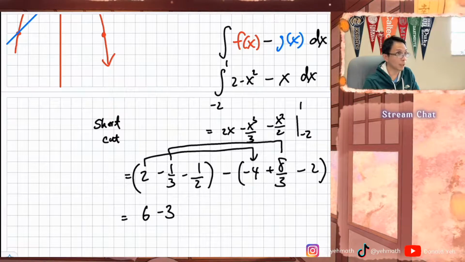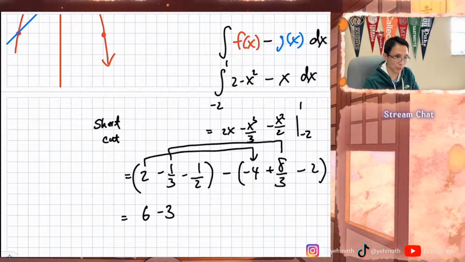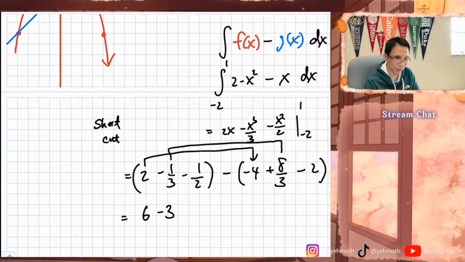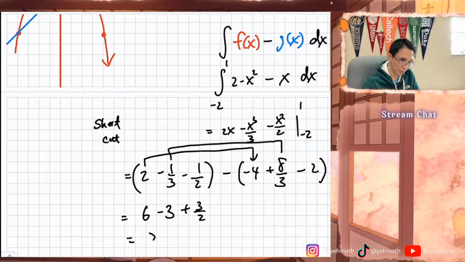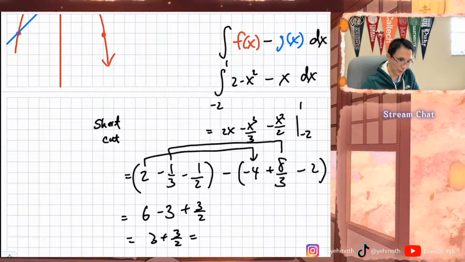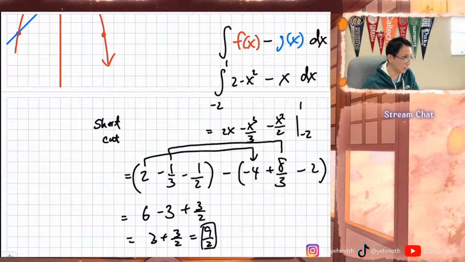It's so easy if you do it in a more efficient way. Now, what's 1/2 minus negative 2? It's just going to be plus 3 over 2. So that's equal to 3 plus 3 over 2. That ends up to be 9 over 2. And that's the final answer.